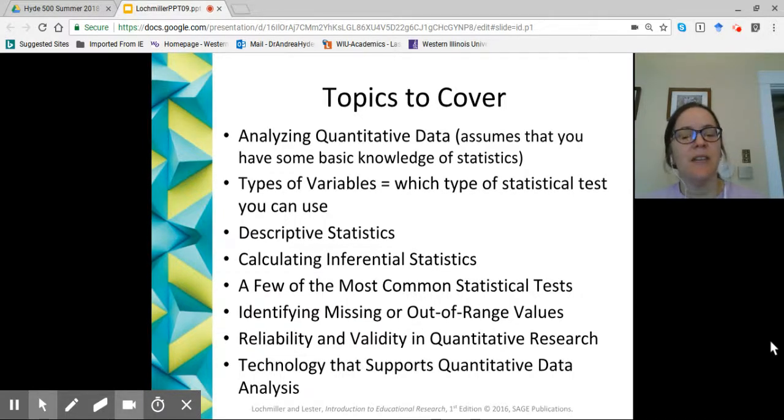And then technology that supports quantitative data analysis. This book doesn't go too far into SPSS, and I've done my best to give you resources for taking a look at the software that I think will be helpful. You do have access to SPSS on the Computer Lab computers, and you can go through our technology services website if you want to purchase a discounted copy for yourself to use of SPSS.